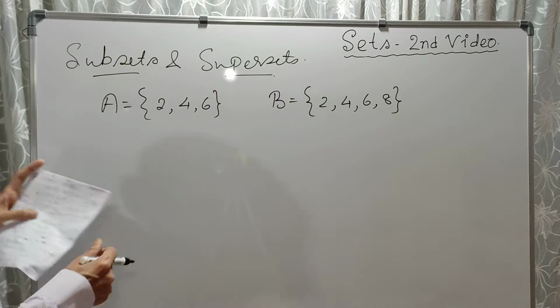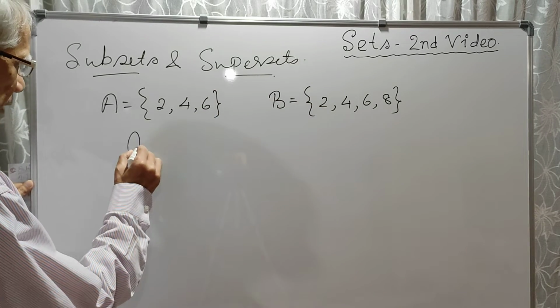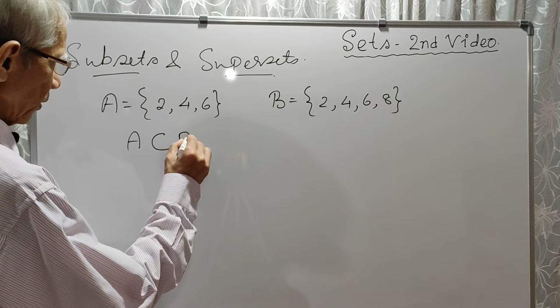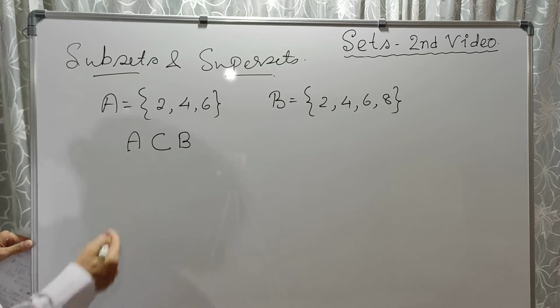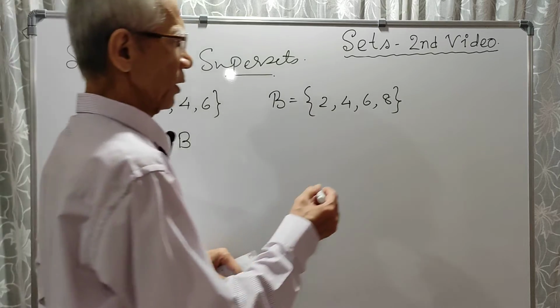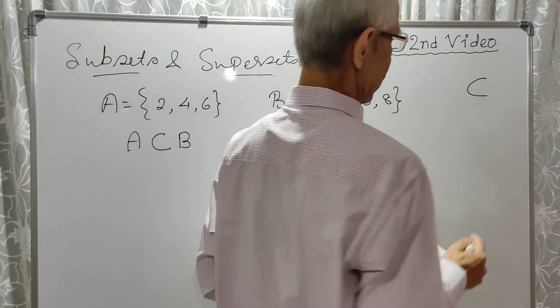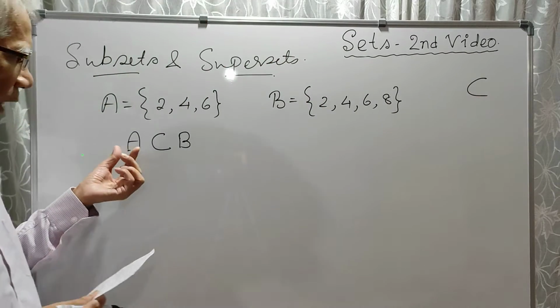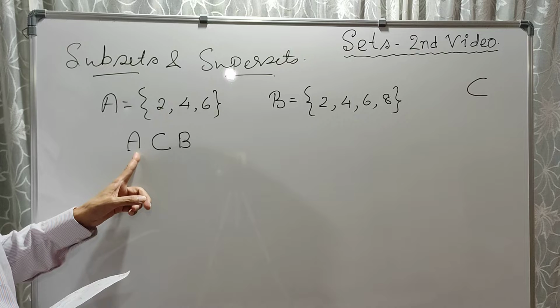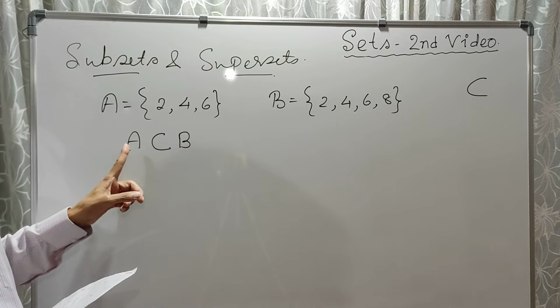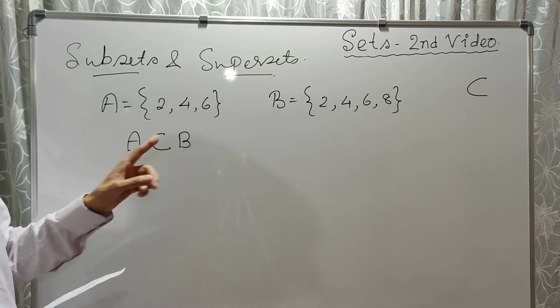In such a situation, we say A is a subset of B. And this is the symbol of subset. Now A is a subset of B. Why? Because each and every element of A is present in B. Each and every element of A belongs to B.